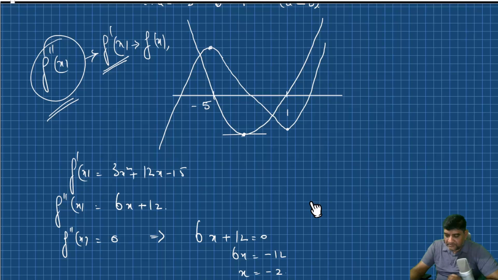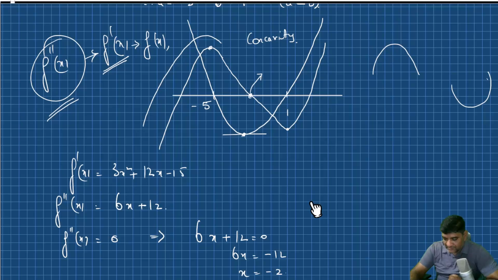Which means the differentiated function has a minimum at that point. So what does it mean for the actual function? For the actual function, it would mean that this is the point where the concavity is changing. So this is concave downwards, concave upwards. As in when the function is moving from concave downwards, it's going to make a change to become concave upwards. The point where it is making that change, this point, is the point of inflection, and this is known as a non-stationary point of inflection.